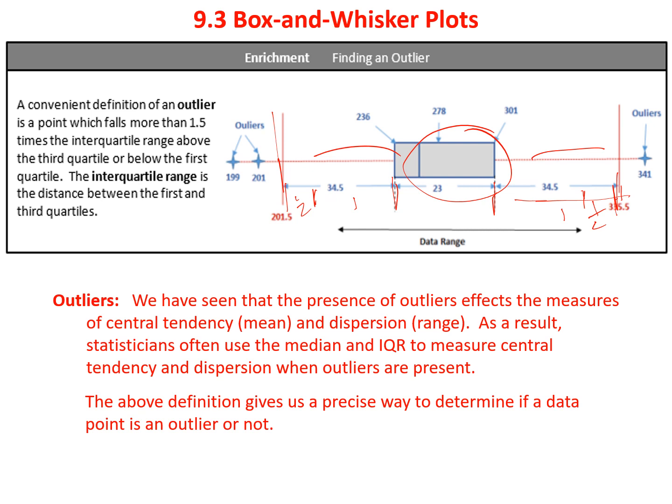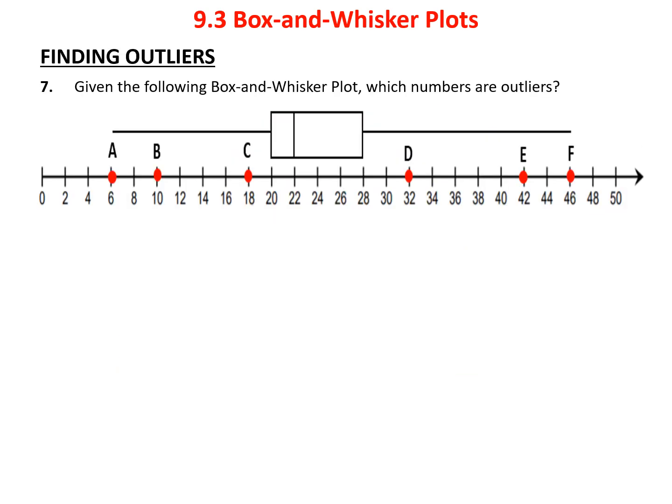We have seen that the presence of outliers affects the measures of central tendency, the mean, and dispersion, the range. As a result, statisticians often use the median and the interquartile range to measure central tendency and spread when outliers are present. The above definition gives us a precise way to determine if a data point is an outlier or not. So let's take a look at how this works.